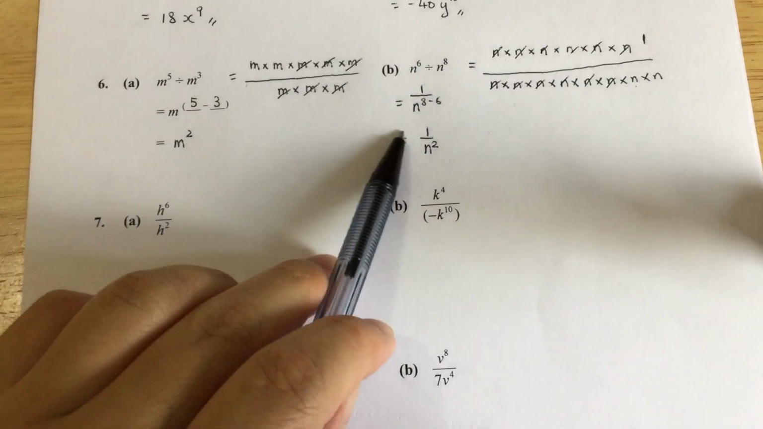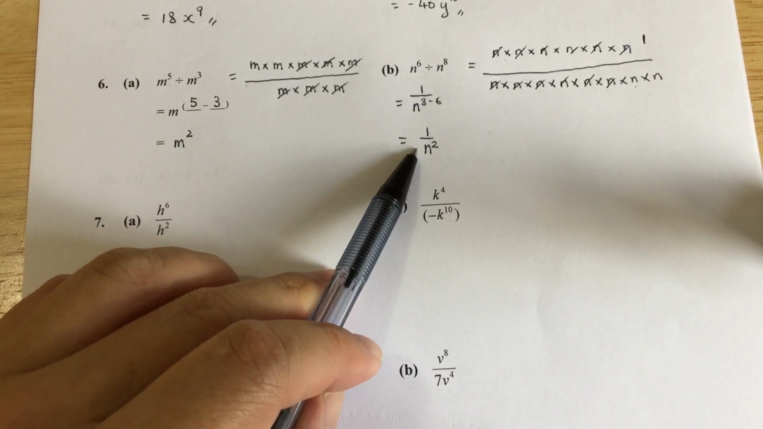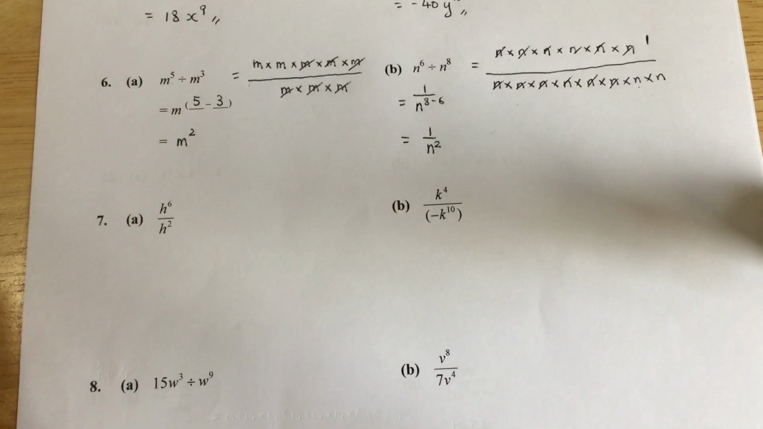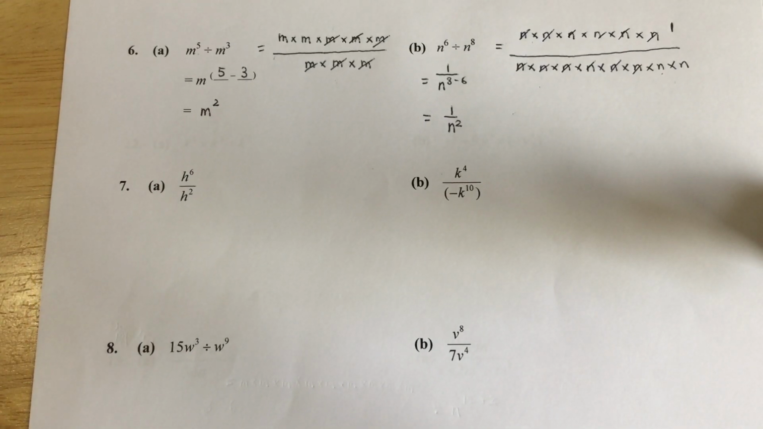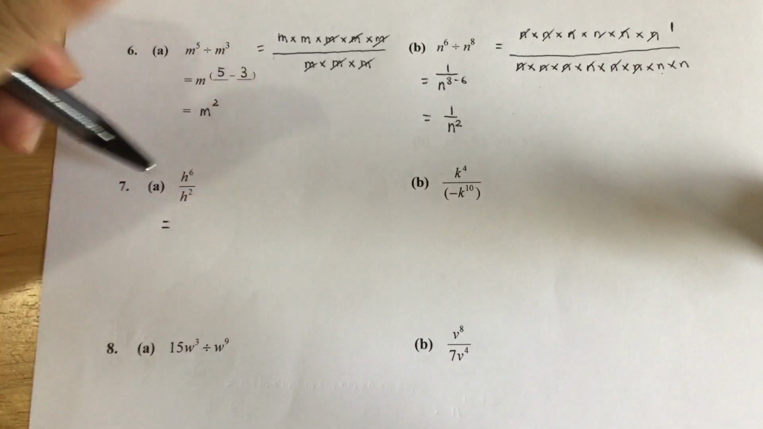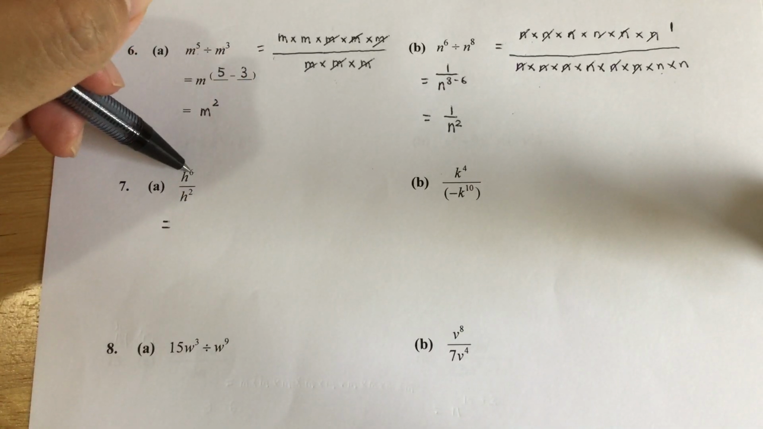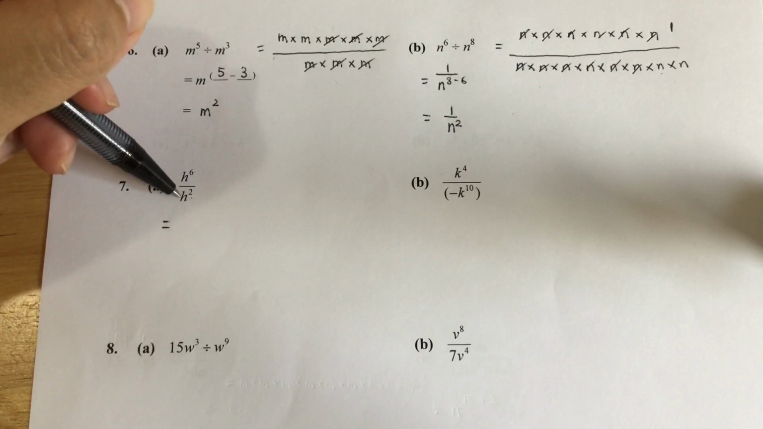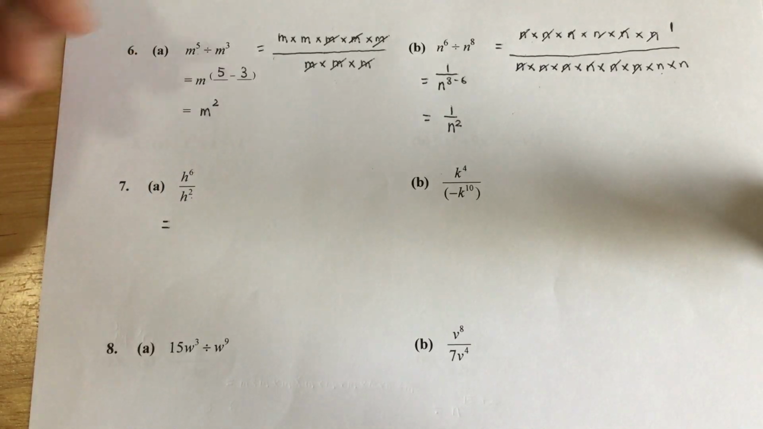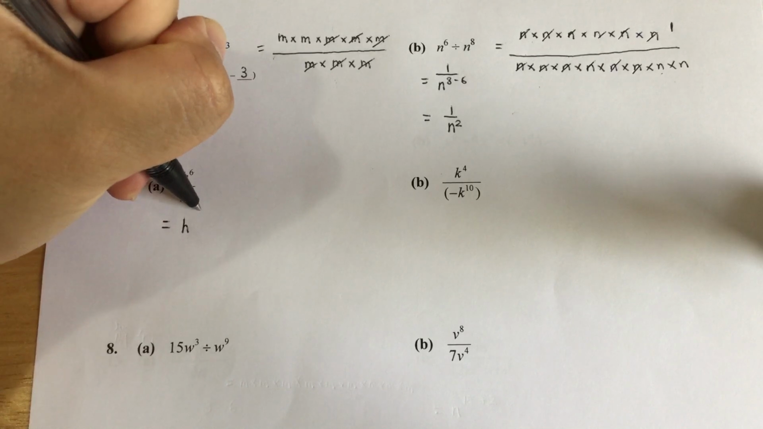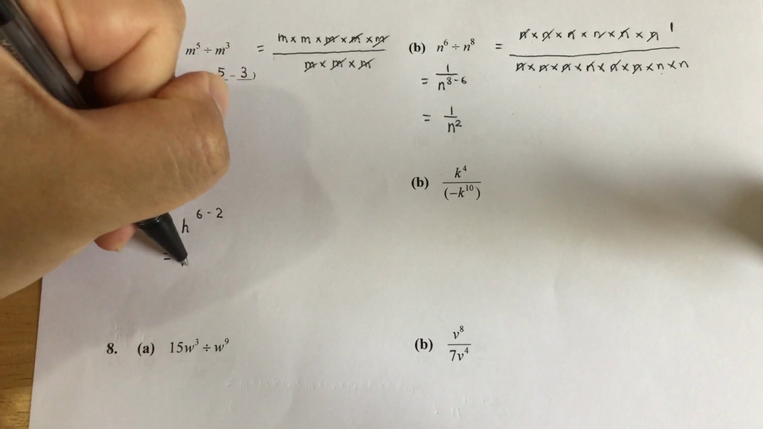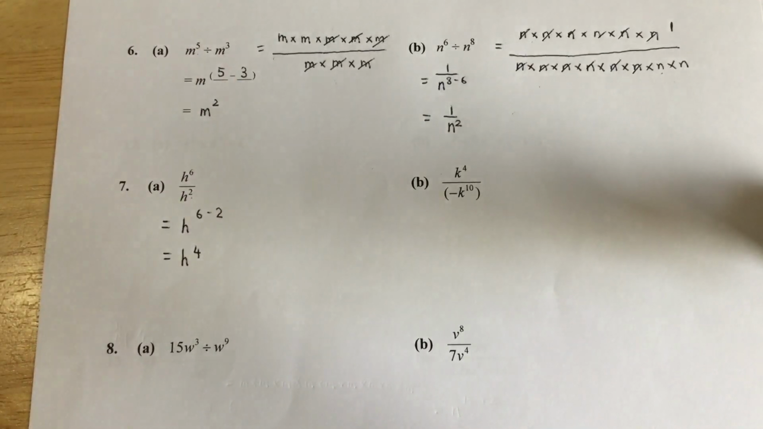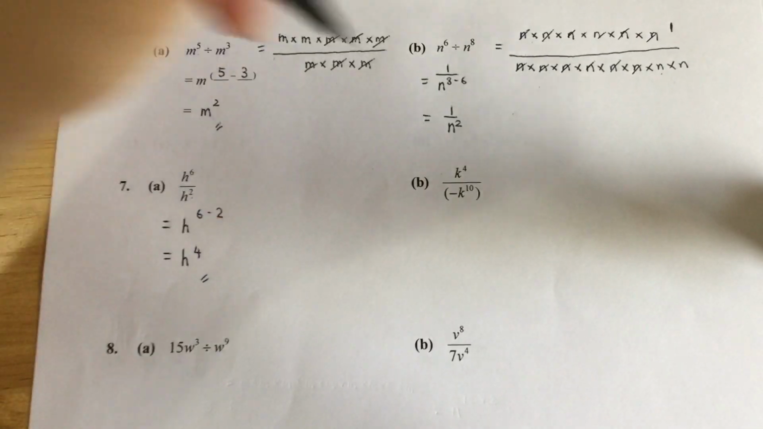So you got 1 over n² immediately. So you can solve the problem directly. Okay, let's do once again. For question 7, you will see h⁶ over h². Because the numerator has the bigger index than the denominator, you can directly use the subtraction 6 minus 2. This is h with the power 4, so you solve the problem immediately.